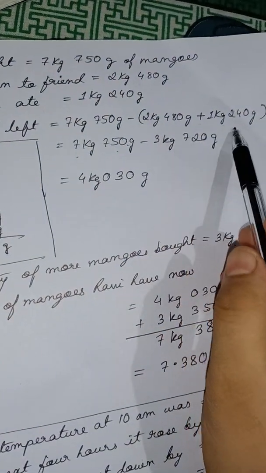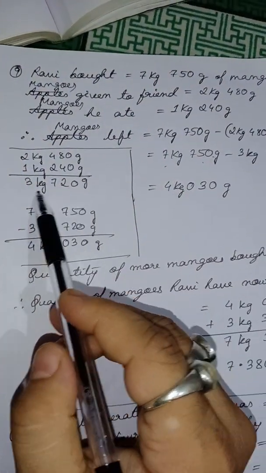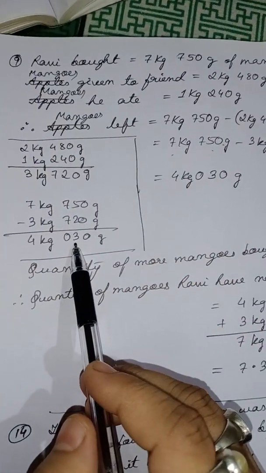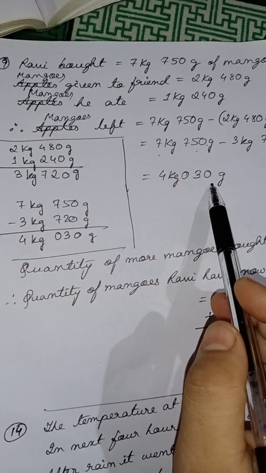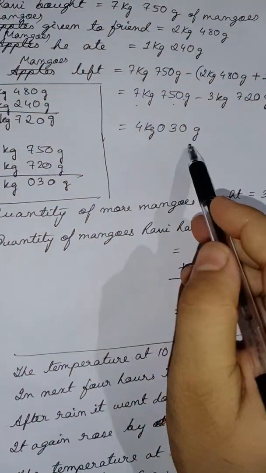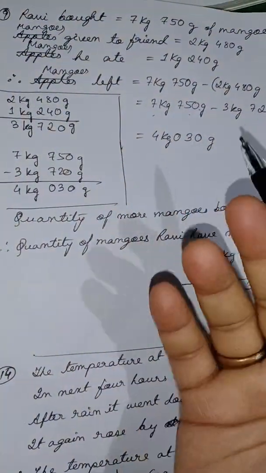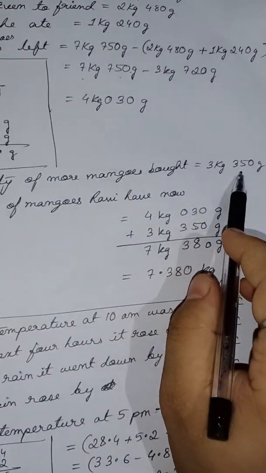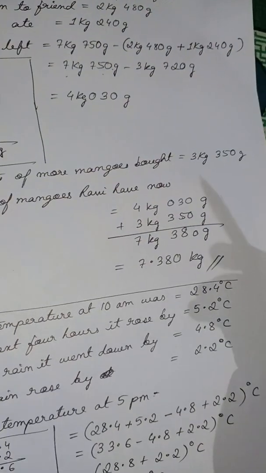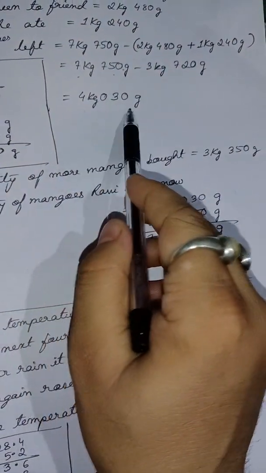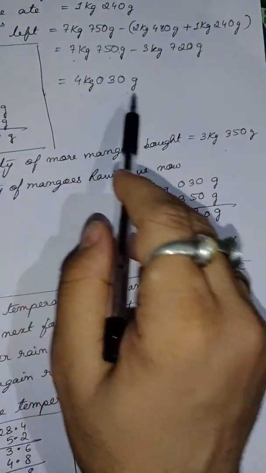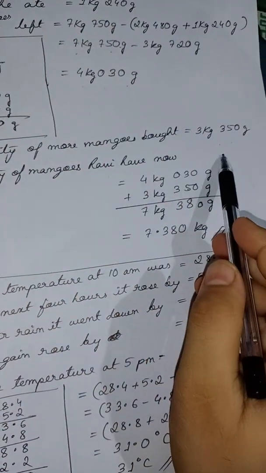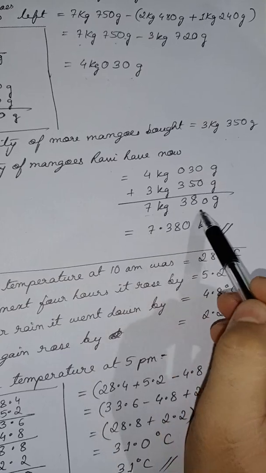So 2 kg 480 gram plus this. First I have added this, I got 3 kg 720 gram. Now that will be subtracted from the total one, and after subtracting you get 4 kg 30 gram. Okay, so this is the mangoes now left with him. After this he again purchased 3 kg 350 gram more mangoes. So now what is the total quantity of mangoes that he has? This was left, this is what he has bought. Now we will add them. Quantity of mangoes Ravi has now, this plus this. After adding you get 7 kg 380 gram.